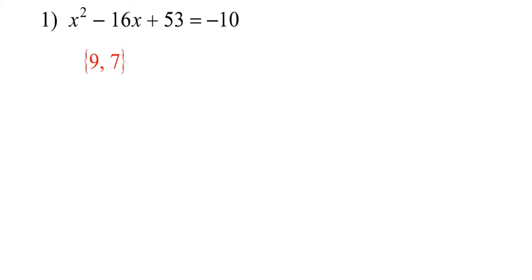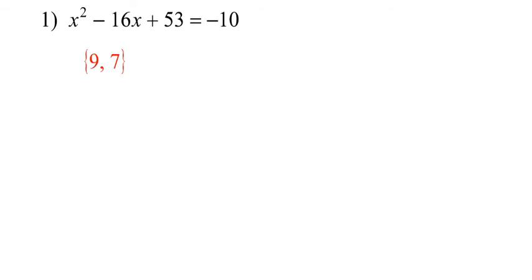Alright, so what we want to do is solve this quadratic by completing the square. Now, we could, if we wanted to, bring this over and add 10 and we get 63. We might be able to solve by factoring this, but we certainly can't solve by taking the square root, because this is 16x. So we either solve by factoring or we solve by completing the square. In this particular problem, they've asked us to complete the square, so that's the method we have to use.